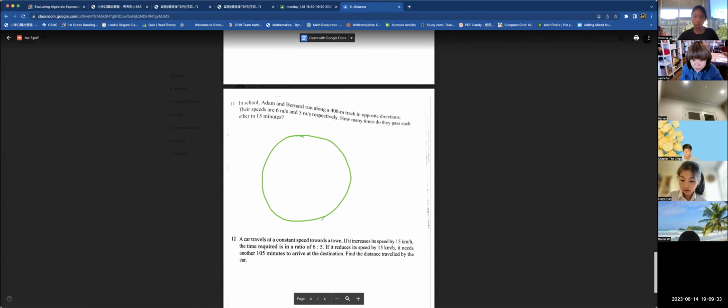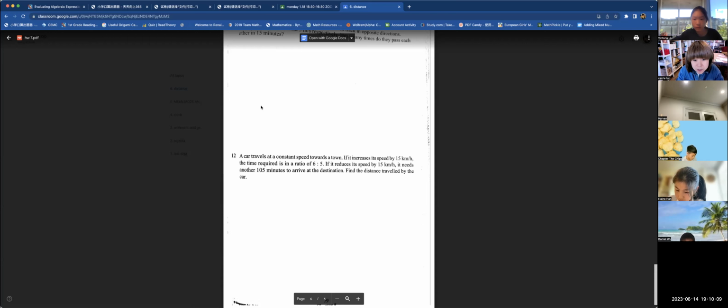Okay, a car travels at constant speed towards a town. If it increases the speed by 15 kilometers per hour, the time required is in a ratio of 6 to 5. If it reduces speed by 15 kilometers per hour, it needs another 105 minutes to arrive at the destination. Find the distance traveled by the car.